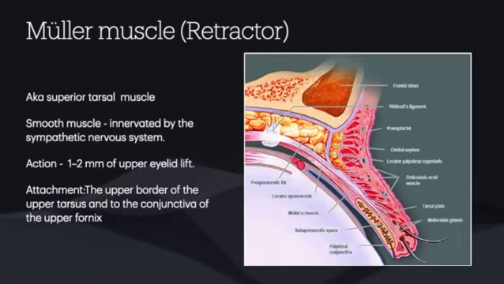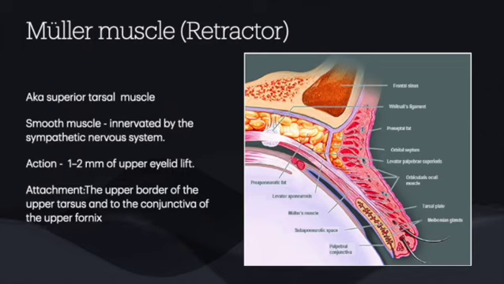The muscle is also known as the superior tarsal muscle. It originates from the undersurface of the levator palpebrae superioris muscle in the upper eyelid. You know there is the Whitnall ligament, where LPS gives rise to the aponeurosis anteriorly, and posteriorly it gives Muller's muscle. This is a smooth muscle and it is innervated by the sympathetic nervous system. Its action is about 1 to 2 mm lifting of the upper eyelid, and the Muller muscle attaches to the upper border of the upper tarsus and the conjunctiva of the upper fornix.